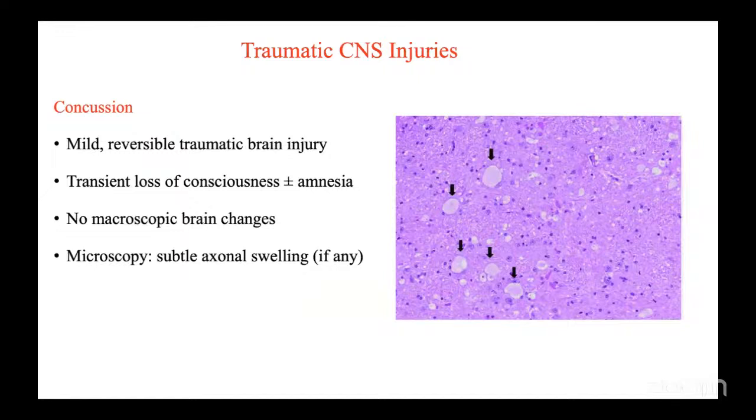Now we come to the traumatic CNS injuries like concussion, contusion, laceration, etc. So concussion is a mild, reversible traumatic brain injury. In this, there will be just transient loss of consciousness, either with or without amnesia. As clinicians know this part of the concussion. But in microscopy, what we see in the concussion means macroscopic brain changes, not much will be there. There will be a normal brain, but microscopically we can appreciate some axonal swelling. These are the axons which show some swelling here. So this we can see in the microscopy.